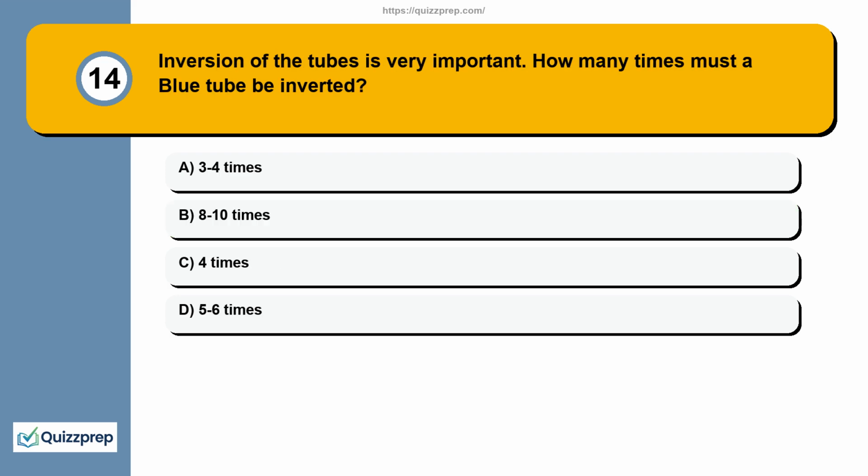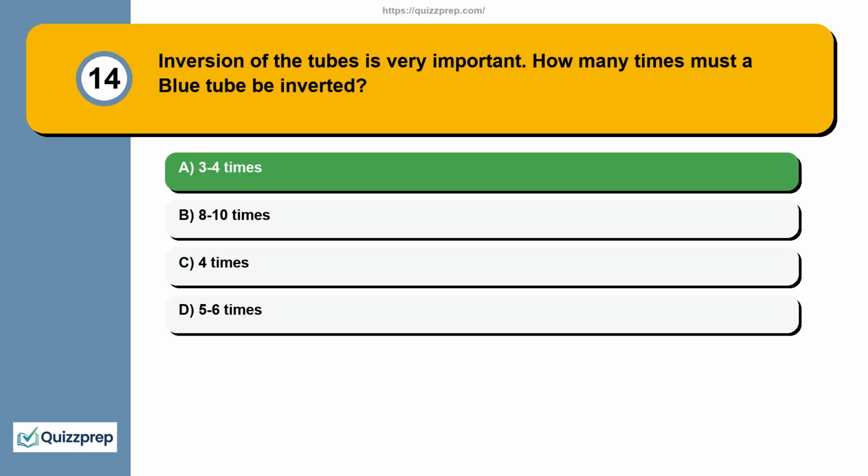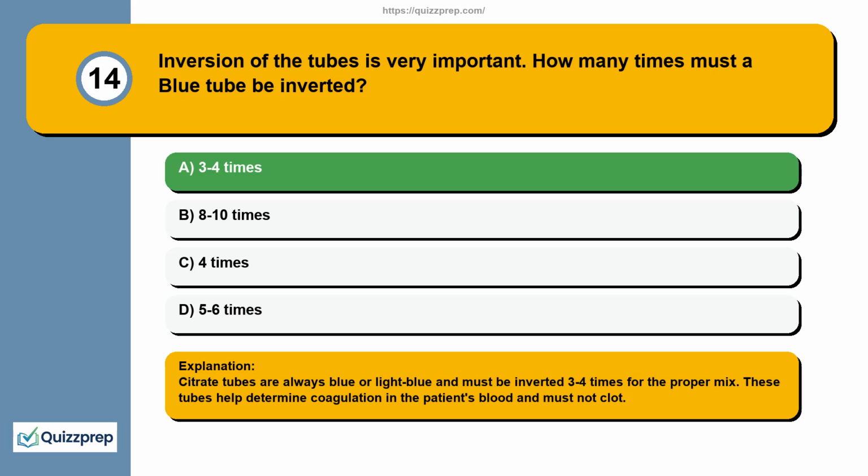Question 14. Inversion of the tubes is very important. How many times must a blue tube be inverted? 3 to 4 times, 8 to 10 times, 4 times, 5 to 6 times. Citrate tubes are always blue or light blue and must be inverted 3 to 4 times for the proper mix. These tubes help determine coagulation in the patient's blood and must not clot.